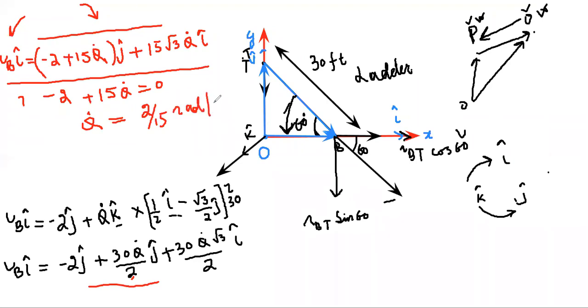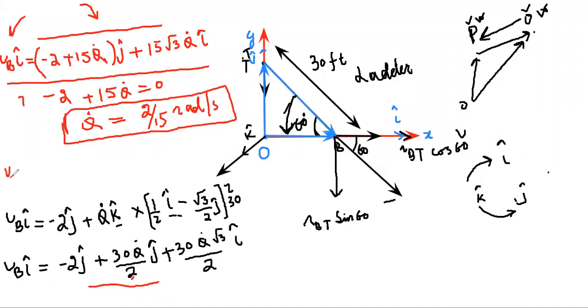Radian per second is the unit of angular velocity. So this is the angular velocity of the ladder. As far as the ladder is concerned, the ladder is going down and its angular velocity is 2 by 15 radian per second. Now balance the i components.